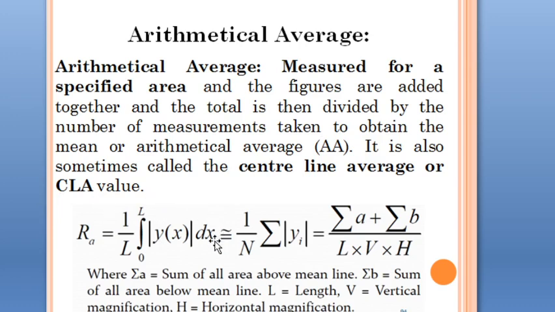Ra equals 1 by L integration of y of x dx, or otherwise 1 by n, the arithmetic mean, therefore 1 by n summation of y of i, or summation of A plus summation of B divided by L, B into H. Here summation of A is the sum of all areas above the mean line, and summation of B is all areas below the mean line. L is the length of the surface, B is the vertical magnification, and H is the horizontal magnification. This is the Ra value finding.